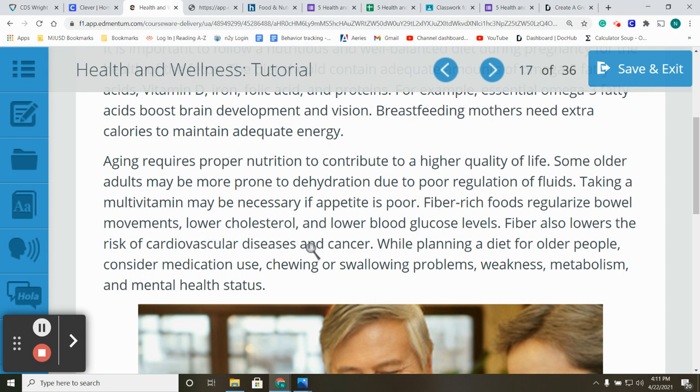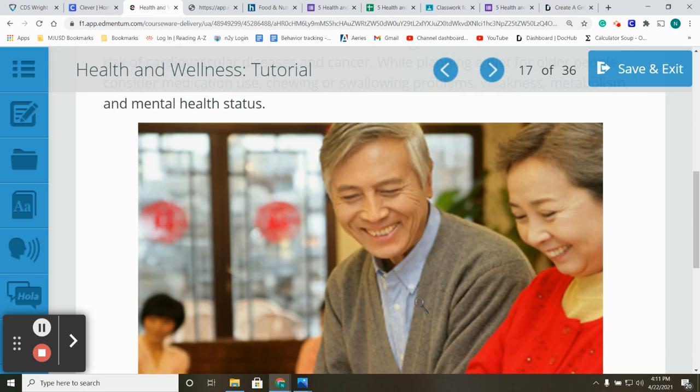Fiber also leads to low cholesterol and lower blood glucose levels. Fiber also lowers the risk of cardiovascular diseases and cancers. While planning a diet for older people, consider medication use, chewing or swallowing problems, weakness, metabolism, and mental health status.